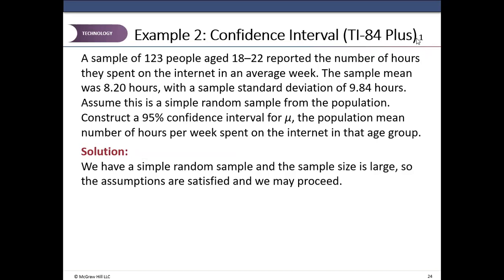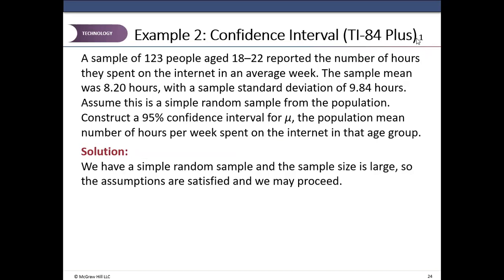Okay. This is another problem. A sample of 123 people aged 18 to 22 reported the number of hours they spent on the internet in an average week. The sample mean was 8.20 with a sample standard deviation of 9.84. Assume this is a simple random sample from the population. Construct a 95% confidence interval for mu, the population mean number of hours per week on the internet in that age group.